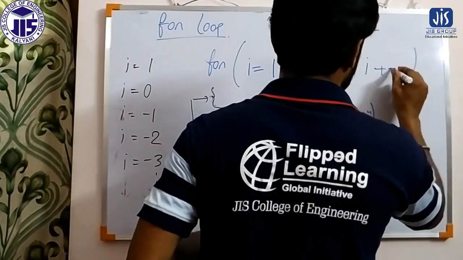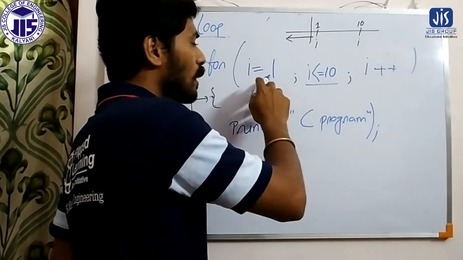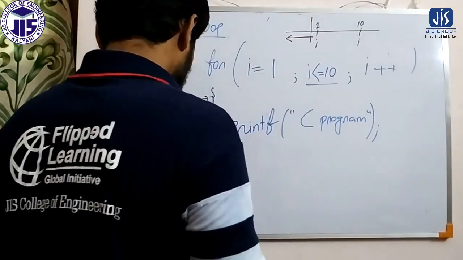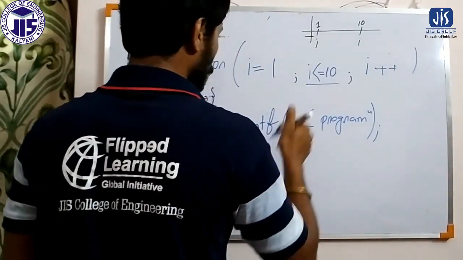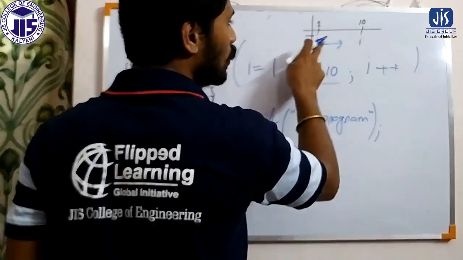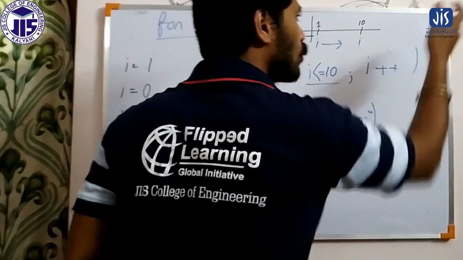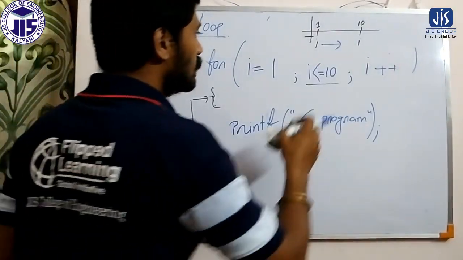Okay, now it will not lead to an infinite loop, because the value of I is moving from this towards this, so the value of I is increasing, so we are moving to the maximum value. Once it crosses it, the loop will stop.